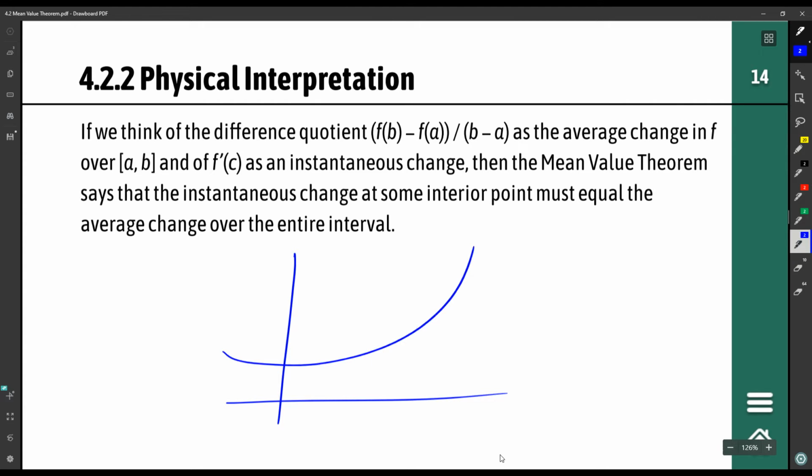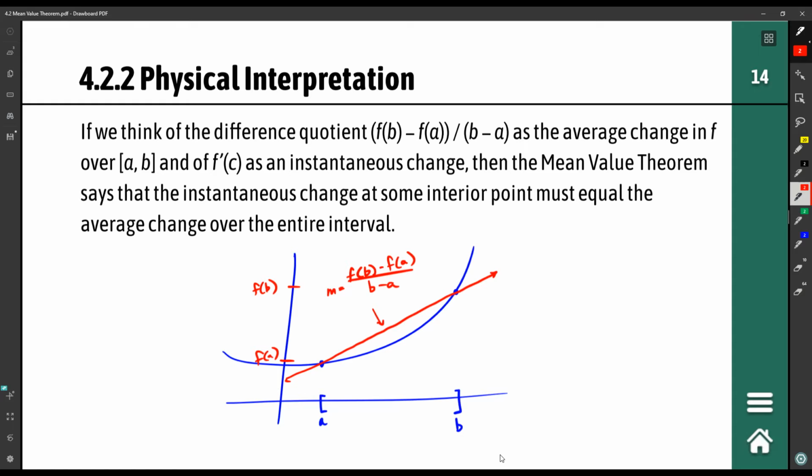It says that if we have a function that is defined on some interval from a to b, there exists some point in the middle of that interval where the average rate of change is equal to the instantaneous rate of change. In other words, if I were to look at the slope of this secant line that is between the point (a, f of a) and the point (b, f of b), and I grab that slope, we know the slope is f of b minus f of a over b minus a.